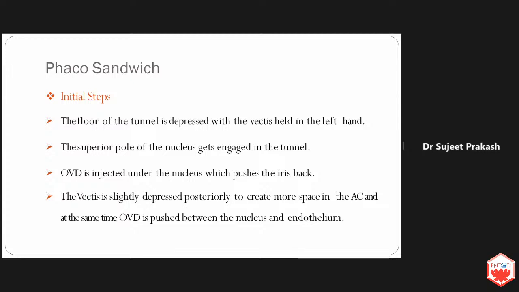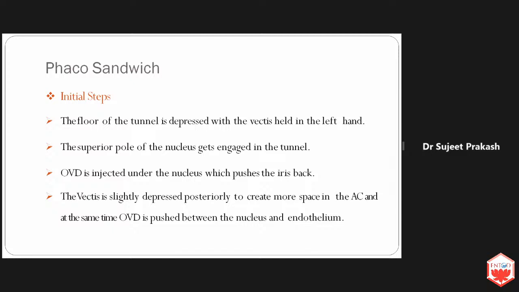The next technique which we'll be discussing is the phaco sandwich technique, in which one instrument is a wire vectis, and the other can be a Sinsky hook or a phaco visco probe. So the initial steps are the same. The floor of the tunnel is depressed with the vectis held in the left hand. The superior pole of the nucleus gets engaged in the tunnel, and OVDs are injected under the nucleus, which pushes the iris back so that it does not come out with the vectis, and there is no iridodialysis.